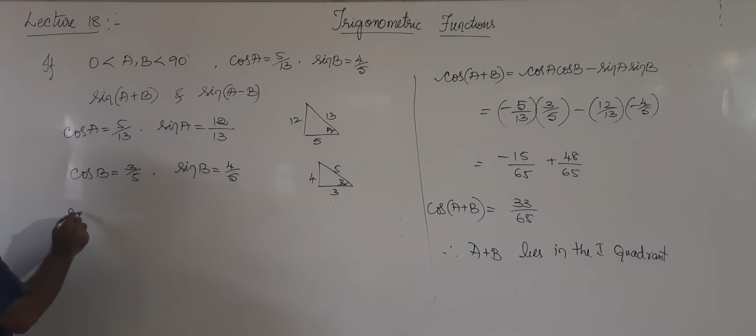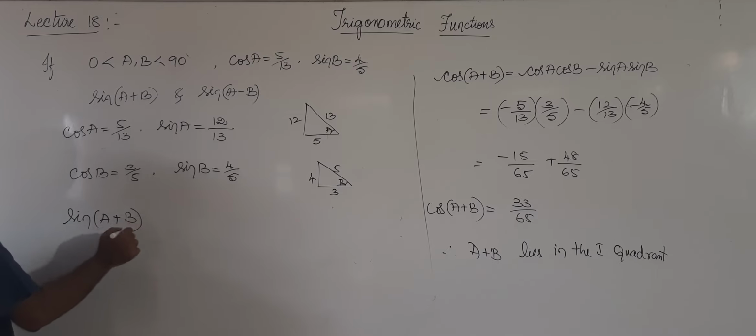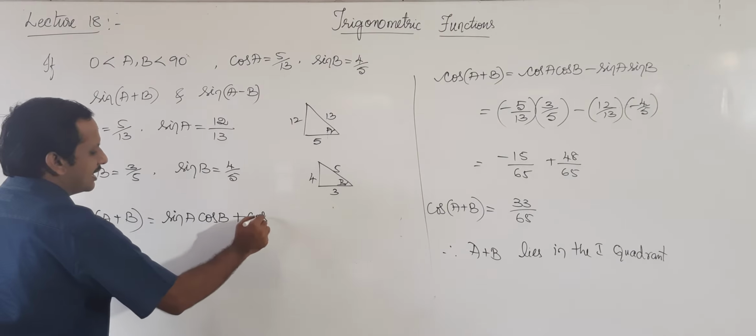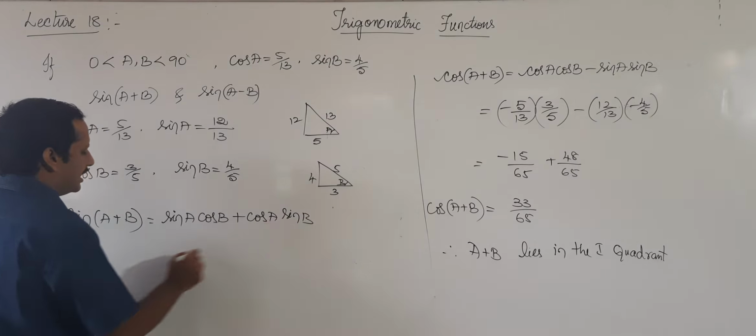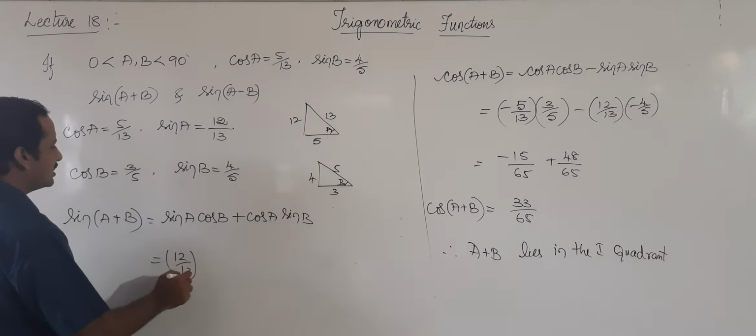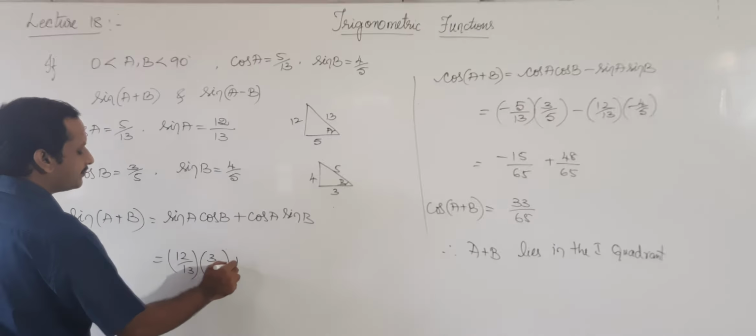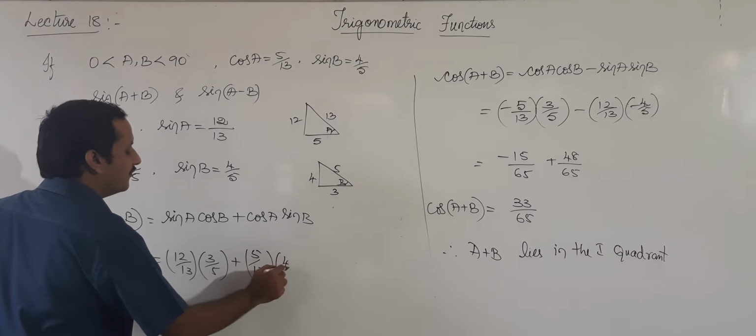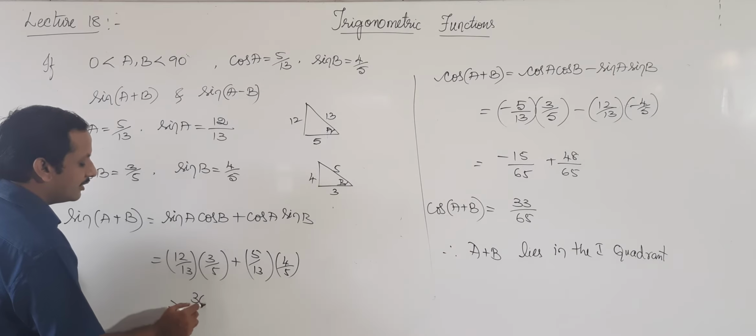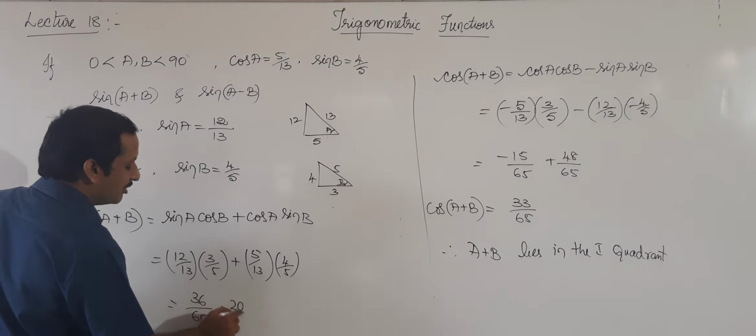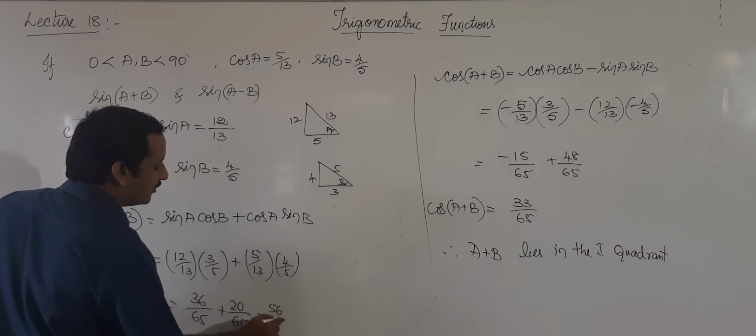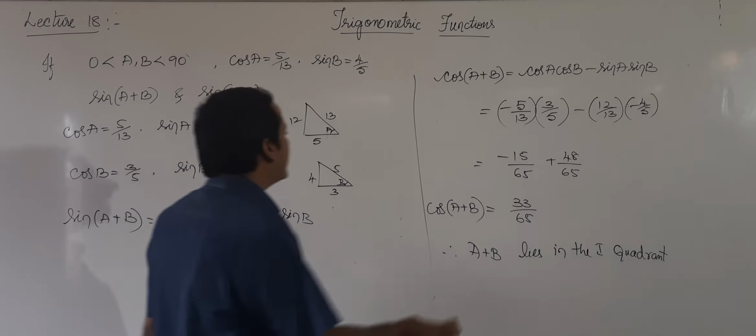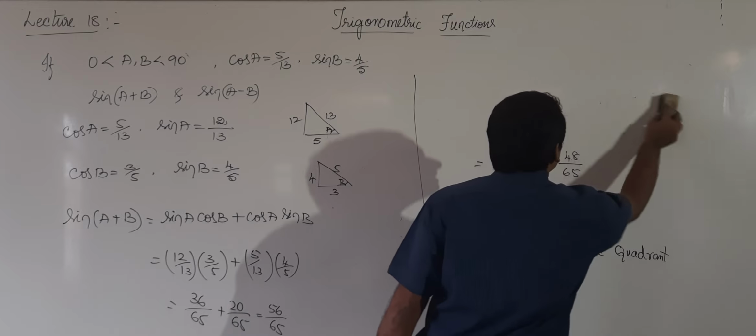We want sin A plus B, right? Sin A plus B, you know the formula, that's equal to sin A cos B plus cos A sin B. That's equal to sin A 12 by 13, cos B 3 by 5 plus cos A 5 by 13 into sin B 4 by 5. So we get 36 by 65 plus 20 by 65, that's equal to 56 by 65. Okay.